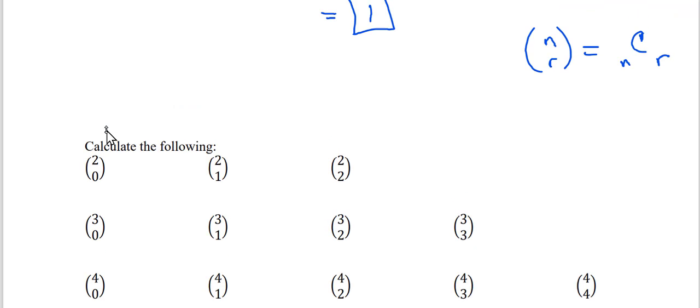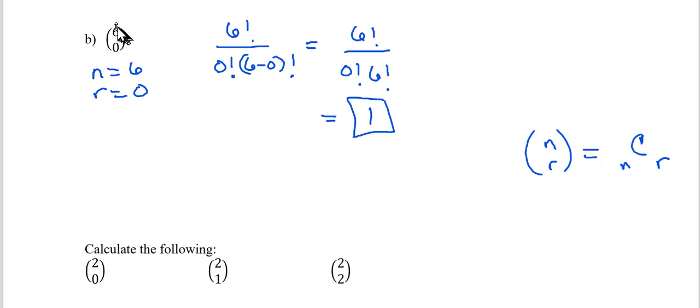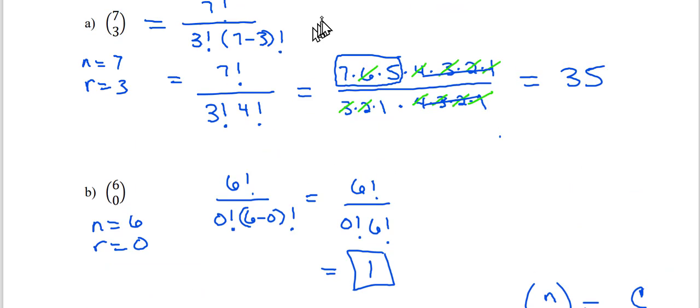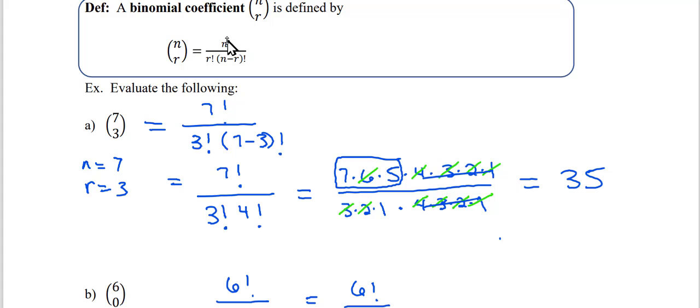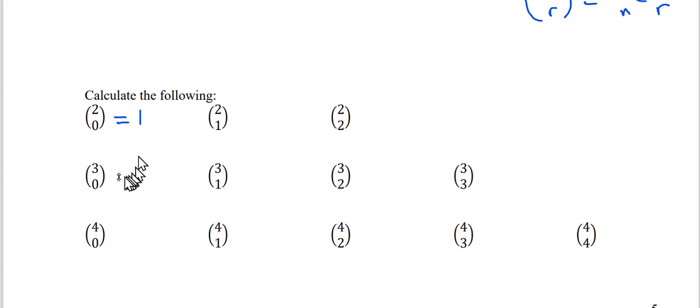Calculate these. Well, 2 choose 0. Here's a hint. Anything choose 0 is always going to be 1, because no matter what that number is, you're going to end up with n factorial over n factorial, because 0 factorial will always be 1. So this is 1. This is 1. This is 1.